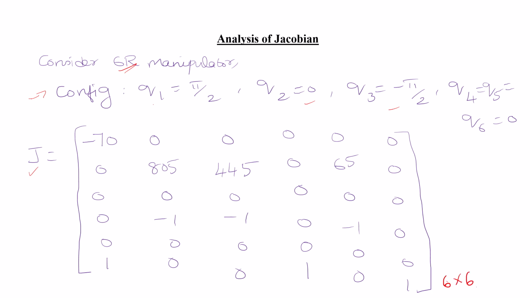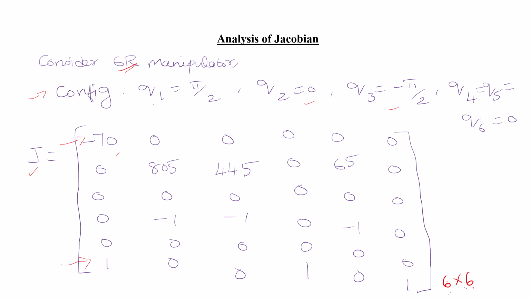As you have 6 joints, it is 6 cross n, so a 6 cross 6, right? Now let us analyze this Jacobian matrix. Let us first consider the first row. Consider this first row and the sixth row here, right?